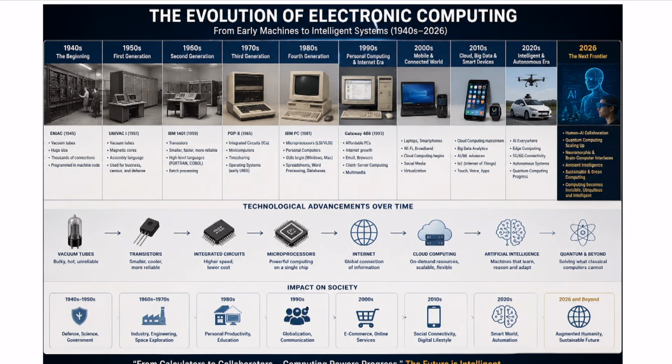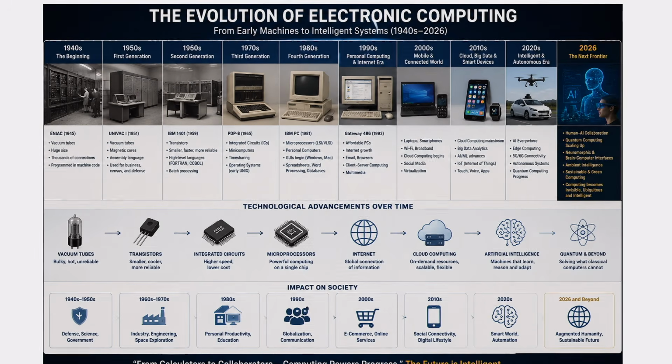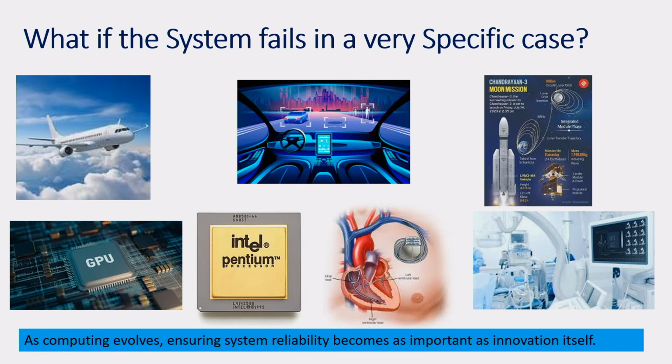If you see the evolution of electronic computing starting from the 1950s, it's touching everything, right? Starting from the personal computer, then internet, Wi-Fi, smart devices, then cloud, big data, GPUs, now quantum systems, everything, right? It's impacting everywhere, making everything smarter. We are creating so much new business opportunity like e-commerce, online services, social connectivity, smart world, automation, everything, right? So everything becomes smart nowadays.